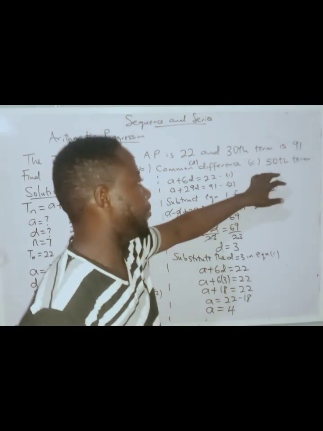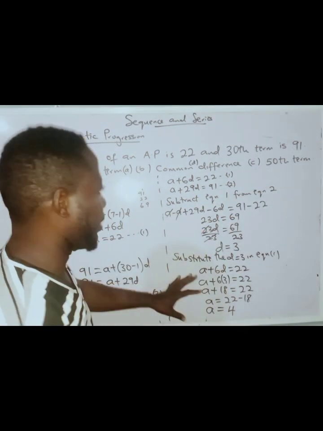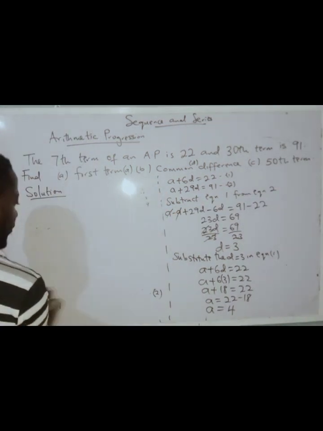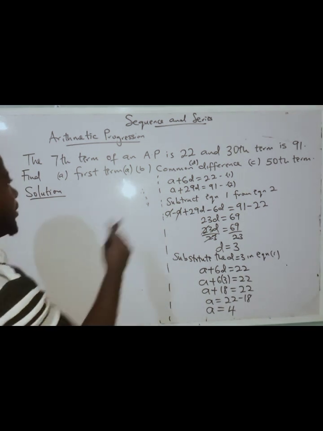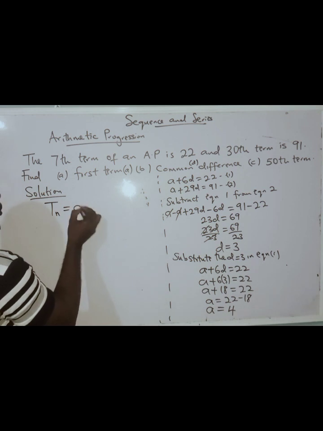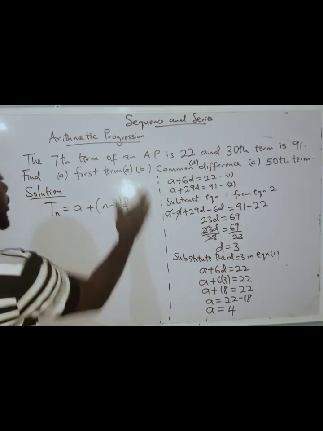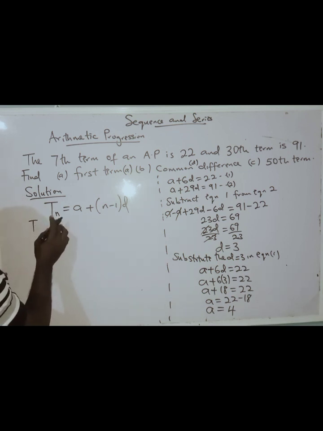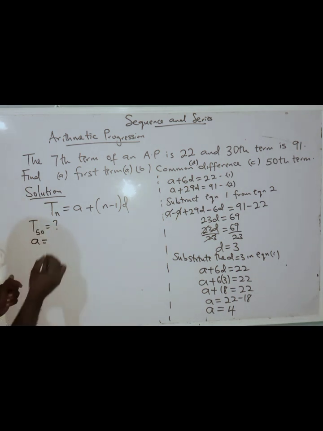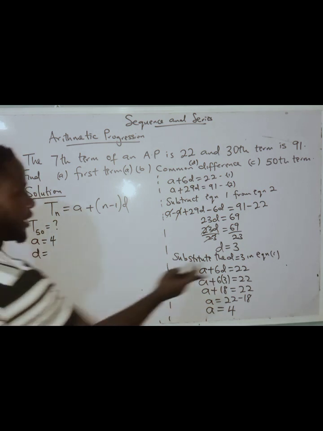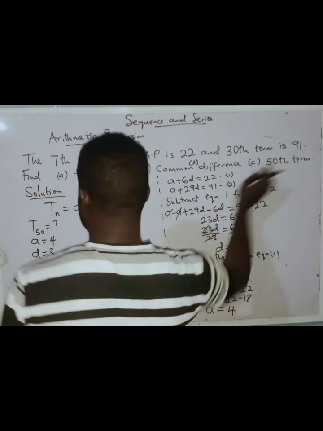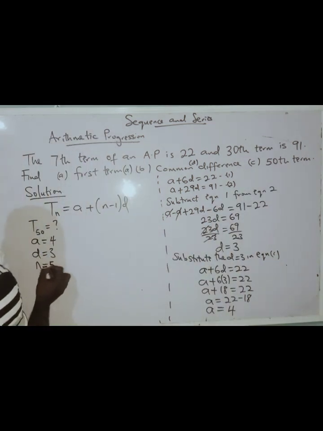Now we can proceed to the 50th term. Without finding the common difference and the first term, you cannot find the 50th term. So let's quickly find the 50th term. We are still going to make use of the same formula, which is Tn equals A plus n minus 1 times d. Now, don't forget, we are now dealing with the 50th term, so I can name this T50. That's what I'm looking for. My first term, I know it is 4. My common difference, I know it is 3. And my n is 50, because that's the number of the term we are looking for.